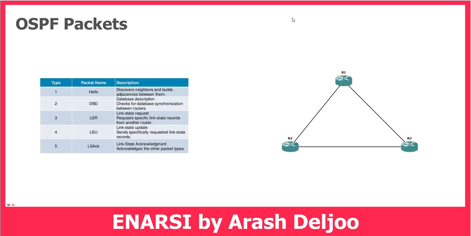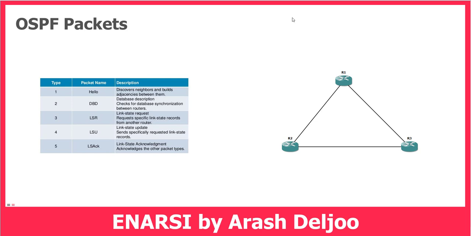OSPF packets. In this video, I am going to talk about the different OSPF packet types and the functionality of each packet. You know that in the previous video, we learned about the OSPF neighborship, and we know that in OSPF neighborship, we are using the OSPF hello packet for discovering neighbors, and after the adjacency we are using the hello packets for maintaining the adjacency or neighborship.